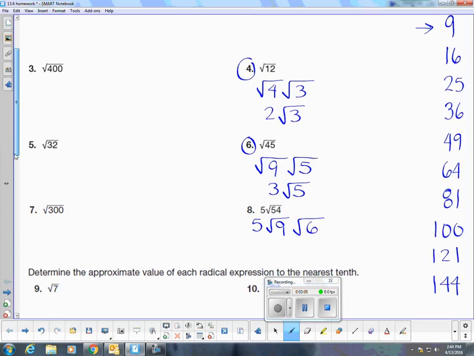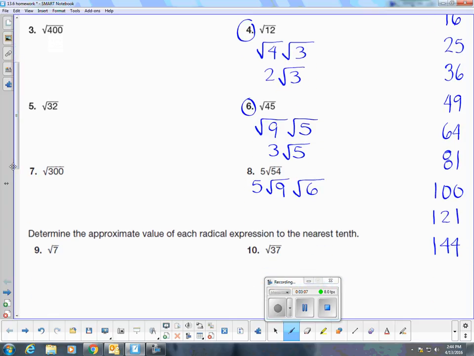So I have written the square root of 54 as the factors, the square root of 9 times the square root of 6. And then I'm going to multiply it by this 5 at the very end. So I have 5 times 3, the square root of 9 is 3, times the square root of 6. And so 5 times 3 is 15 times the square root of 6.